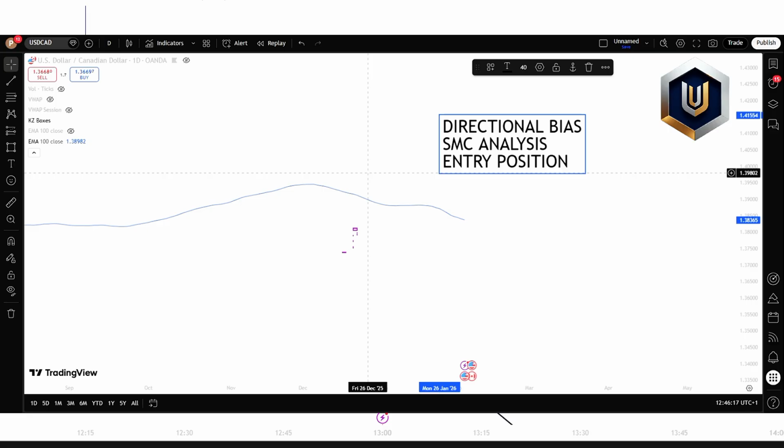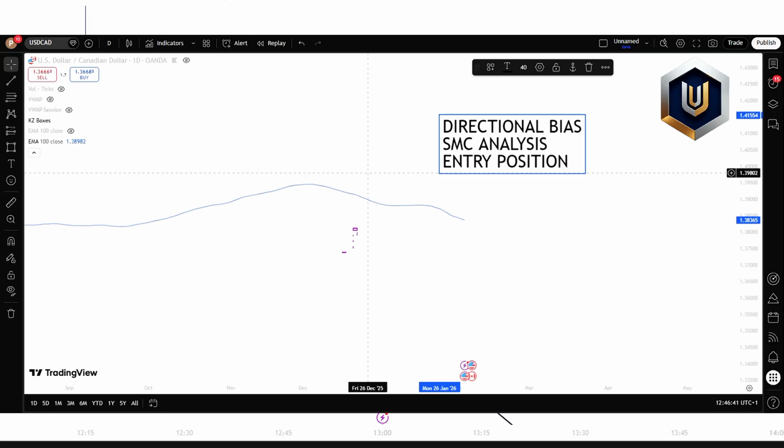Now this is very important because, like I always said in my previous videos, when you are entering a trade, when you're taking your buy or your sell position, you have to be in alignment with the directional bias of that particular day or that season. If you're a swing trader, that is also up to you. If you're a day trader, that's also up to you. If you're a scalper, that is also up to you.